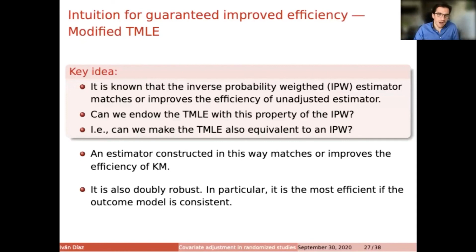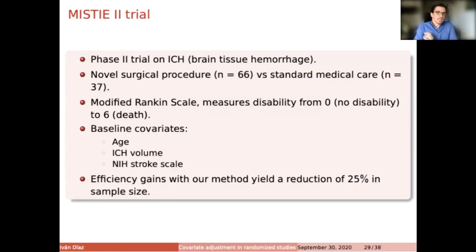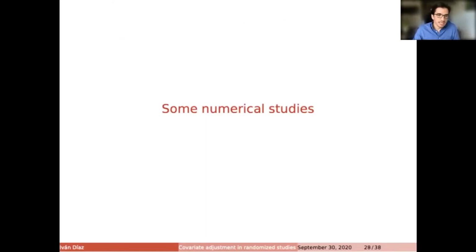The theory of how that works is in the papers that I described above, but I'm not going to go into detail. That estimator turns out to also be doubly robust, and in particular, it is the most efficient estimator. It has the best possible variance, the efficiency bound, if the outcome model is consistent. So I'll stop the theory there, and I'll use the next 8 minutes that I have left to talk about some numerical studies. We used a number of trials to generate data sets to see how these estimators work in practice with real data.